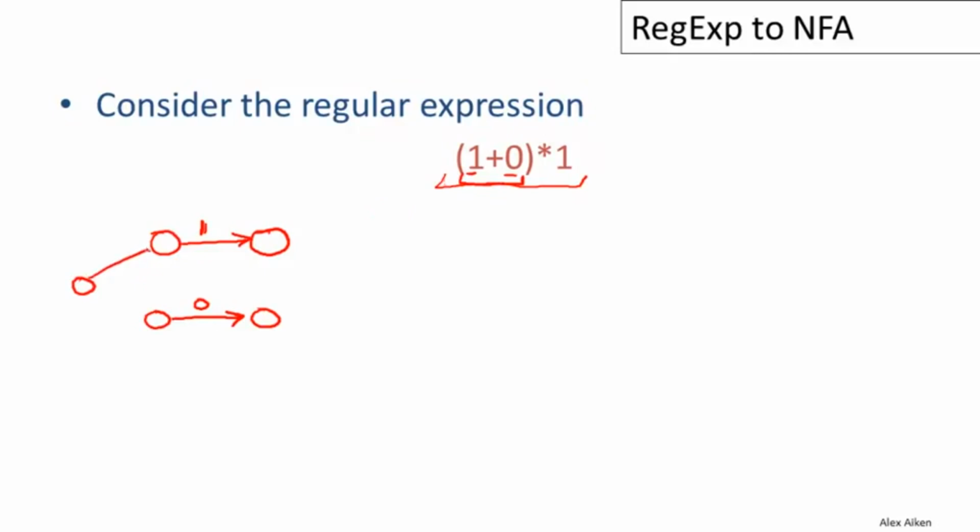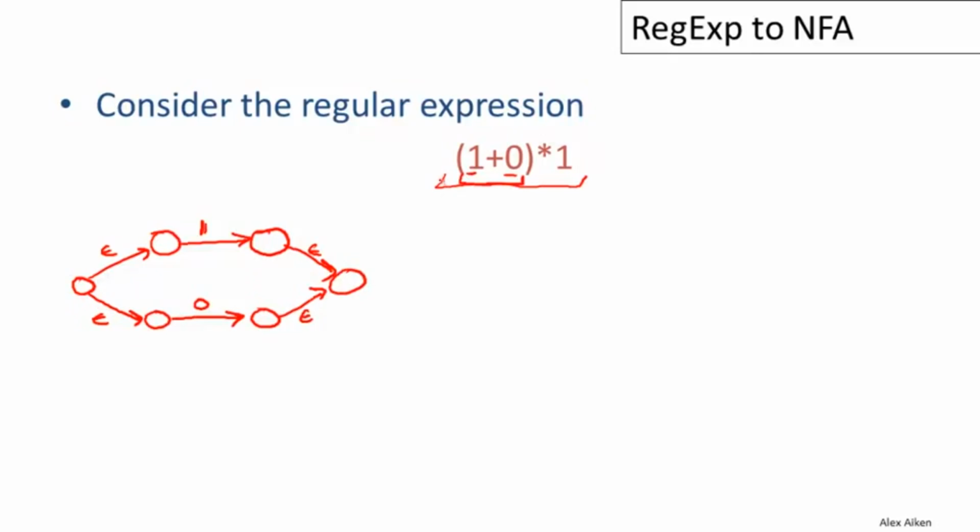The way we did that was we made a choice from a start state for the compound machine. We can either move to the machine for accepting 1 or the machine for accepting 0. And then at the end, we also have epsilon moves back to the final state of the compound machine.